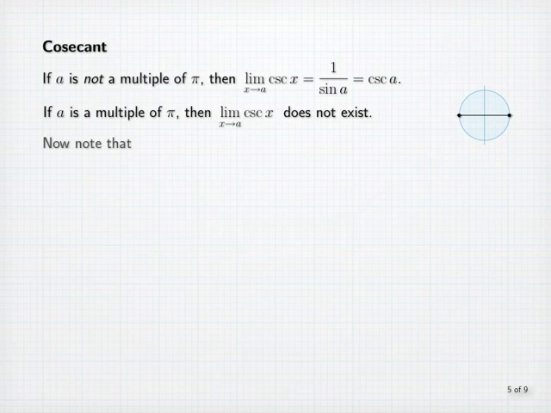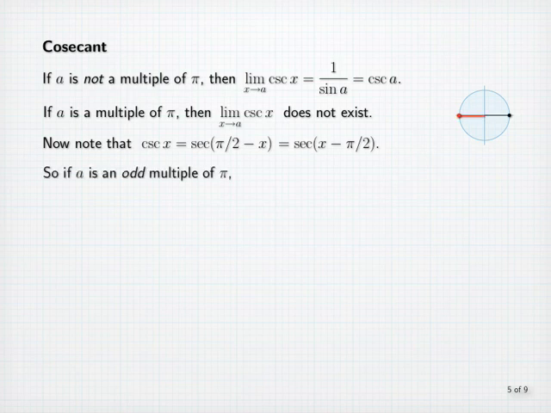So let's now note that cosecant of x is equal to secant of pi over 2 minus x by the cofunction property, and since secant is an even function, that's the same as the secant of x minus pi over 2. So the graph of cosecant is just a simple horizontal shift by pi over 2 of the graph of secant. So if a is an odd multiple of pi, which corresponds to the point minus 1, 0 on the unit circle, then a minus pi over 2 corresponds to the point 0, 1 at the top of the unit circle.